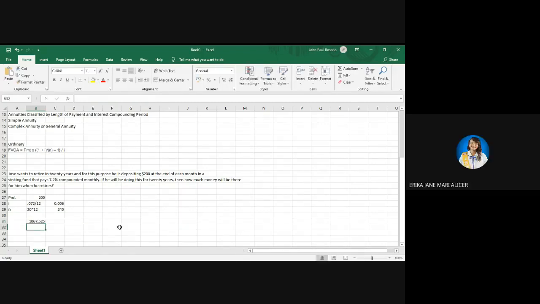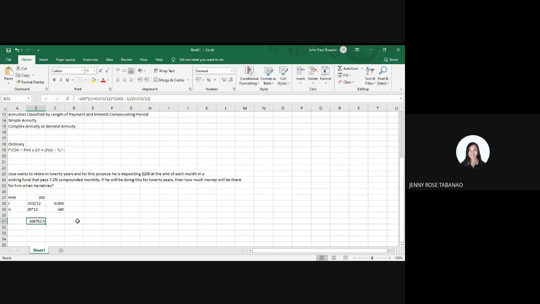Okay. Sige. So, the answer is $200 times 1 plus, 0.072, it should be divided by 12. Okay. Sige. So, nasundan ang pag-solve na. Yes, sir.